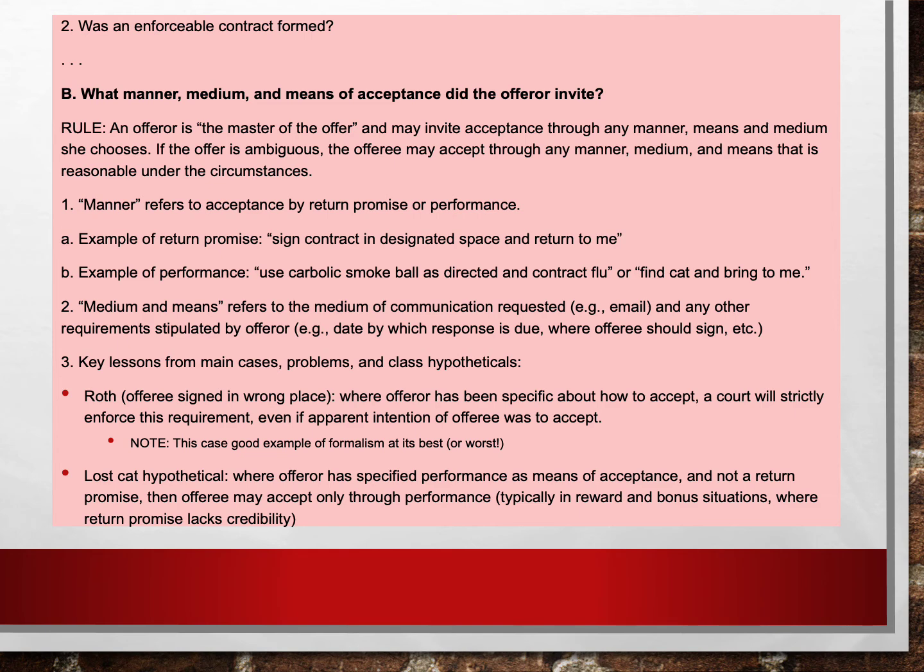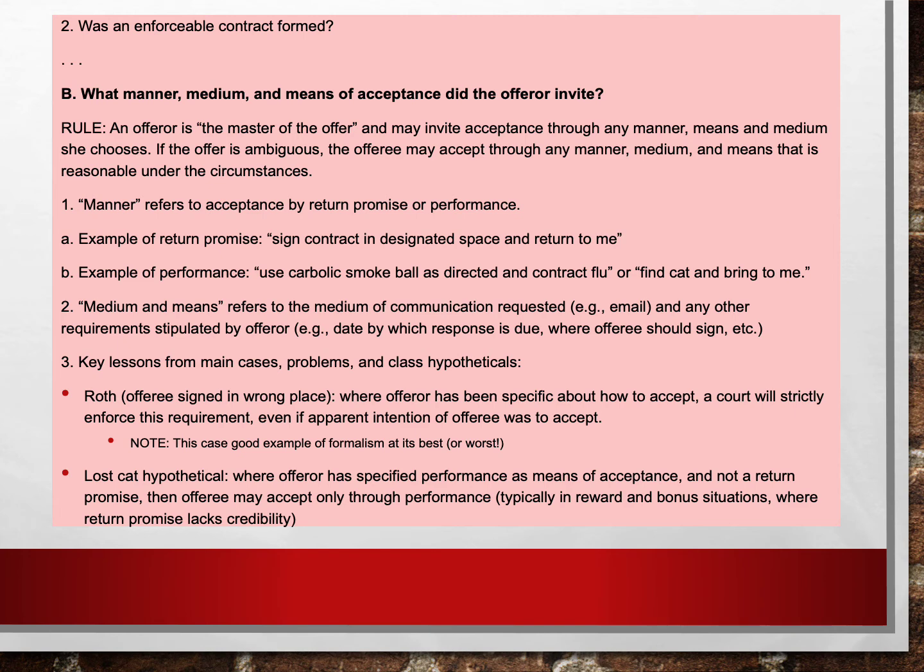So another reference point for this section of the course was the famous lost cat hypothetical. So where the offeror has specified performance as the means of acceptance and not a return promise, then the offeree may accept only through performance. That was one of the lessons that we took from that lost cat hypothetical.